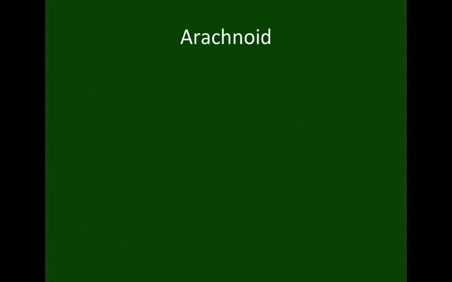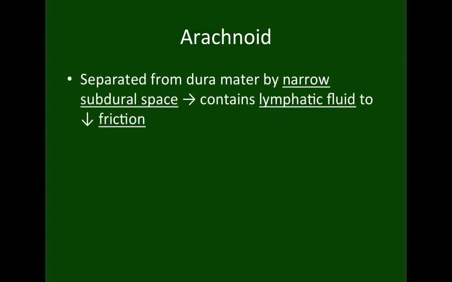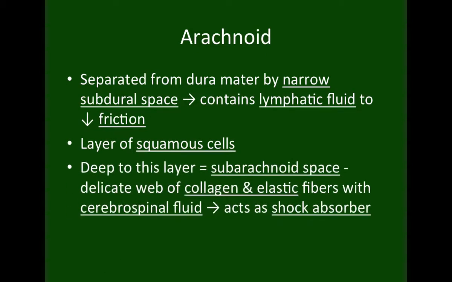Underneath the Dura Mater is the arachnoid mater. It is separated from the Dura Mater by a narrow subdural space that has lymphatic fluid in it to reduce friction. The arachnoid mater itself is a layer of squamous cells, and deep to this layer is the subarachnoid space. If you think about the word arachnoid, it obviously has something to do with spiders or webs, and this is where it comes into play. The subarachnoid space has that web of collagen and elastic fibers in combination with cerebrospinal fluid that acts as a shock absorber.